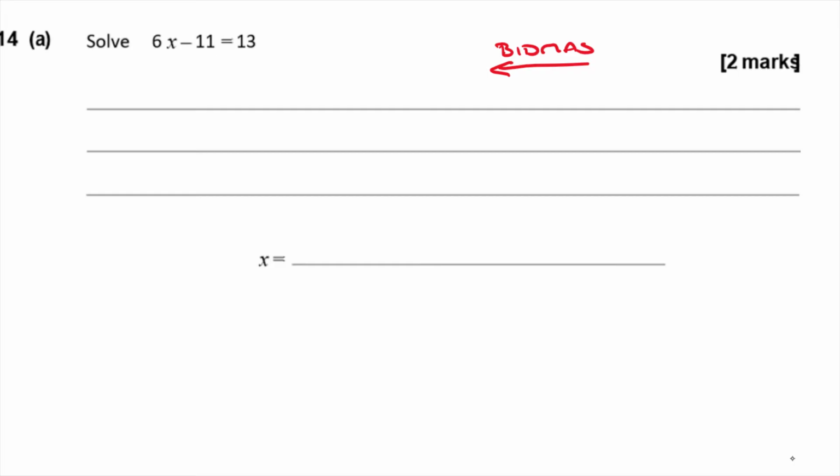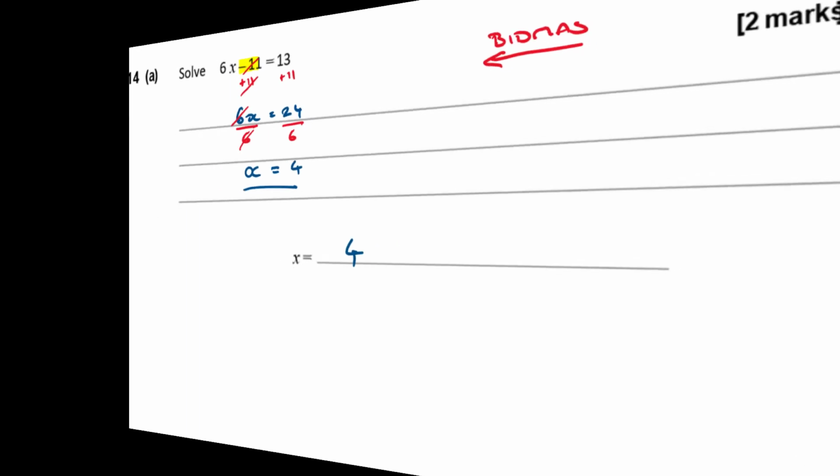So I would deal with any addition or subtraction first. So I'm going to deal with this minus 11 on the end here. I'm going to do the opposite of it, aren't I? So I'm going to add 11 to both sides. That will have the effect of cancelling that 11 there, leaving me with just 6x on the left. 13 plus 11 is 24. And then I'm going to do the opposite of timesing by 6, which is dividing by 6. So dividing both sides by 6, that again cancels the 6 with that 6 there, leaving me with just x on the left. 24 divided by 6 is 4, telling me that x must be equal to 4.